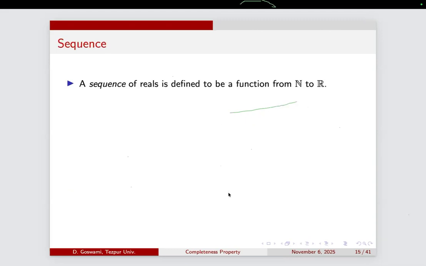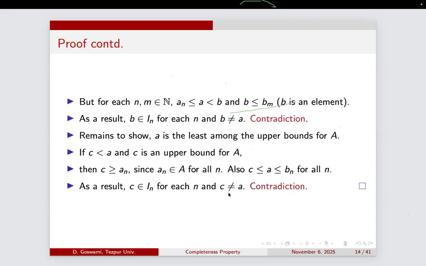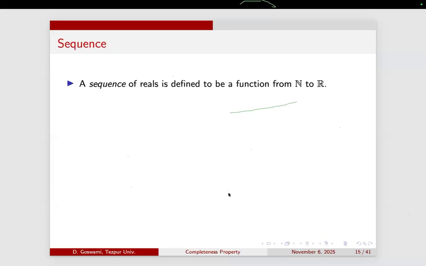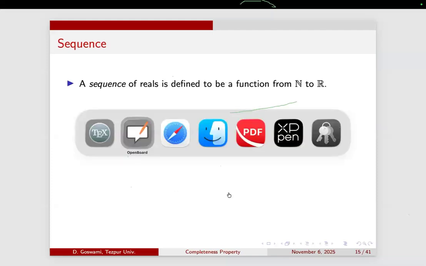So what we have done, we have shown that the completeness property of R can be replaced by the nested interval theorem or nested interval property. So the property we have seen in terms of supremum of a bounded above set is equivalent to this nested interval property. So all these are in terms of sets. We'd like to connect it to sequences.